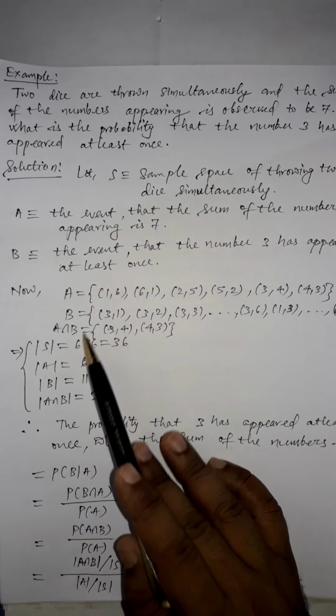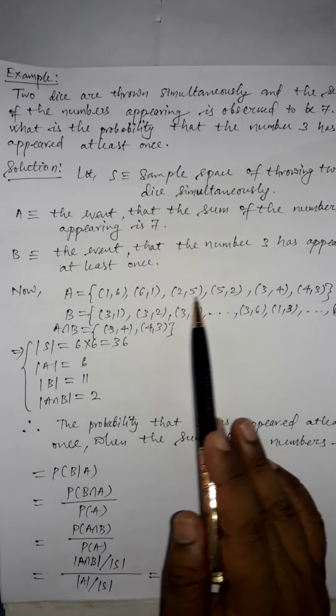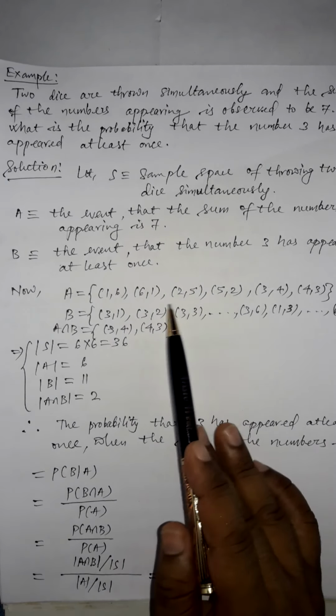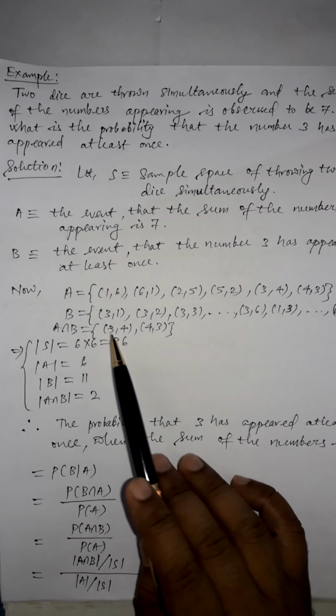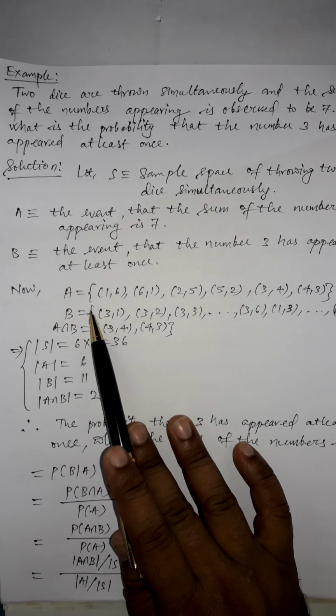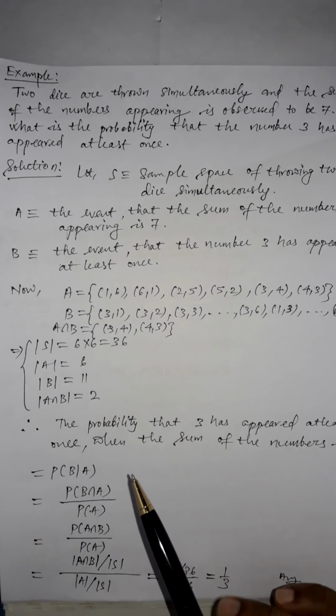So let's count the size of the sample space and events. The sample space size will be 6 into 6, that is 36, because 2 dice are thrown simultaneously. So the number of such pairs will be 36. And clearly we have already calculated that the size of the event A is 6 and the size of the event B is 11. Now, as it is conditional probability, we need the intersection of A and B. A intersection B contains only 2 pairs, that is 3 4 and 4 3. So the size of A intersection B is 2.